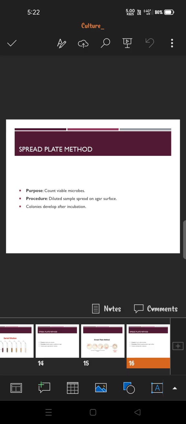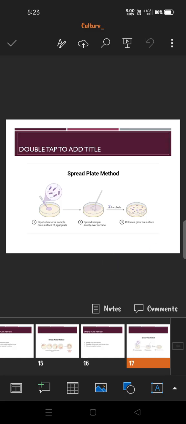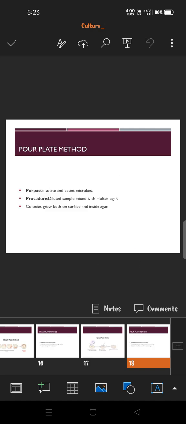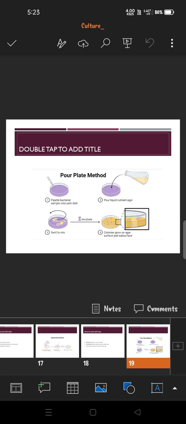Spread plate method to count viable microbes. The procedure is that diluted samples are spread on an agar surface, and this picture shows how to do a spread plate method. Pour plate method. The purpose of the pour plate method is to isolate and count microbes. Procedure: diluted sample is mixed with molten agar, and this picture shows how to pour the samples in a media and visualize the colonies on the surface of the media.